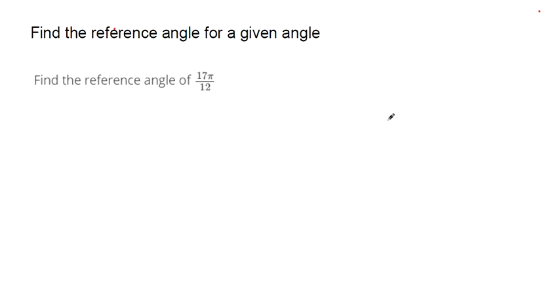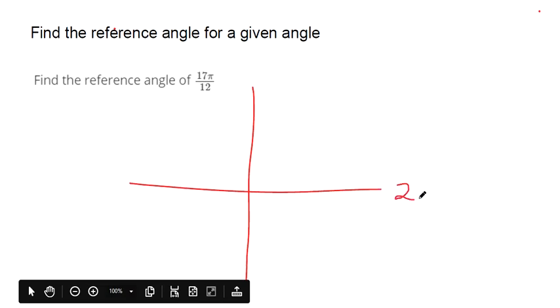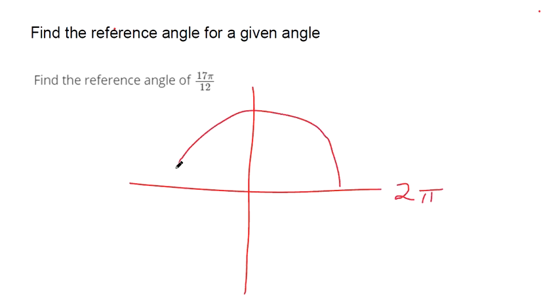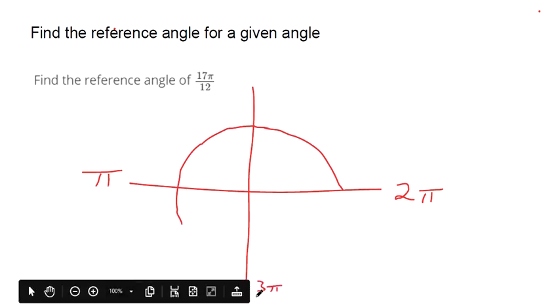A reference angle is an angle that's made with the x-axis. So remember that a full 360 rotation, that's 2 pi. A 180 degree rotation, that's 1 pi. So 17 pi over 12, that fits somewhere in between these two. This is 3 pi over 2, 1.5 pi, right?